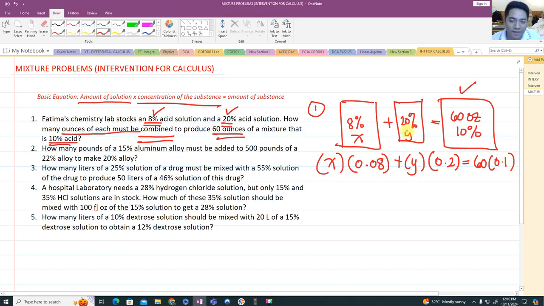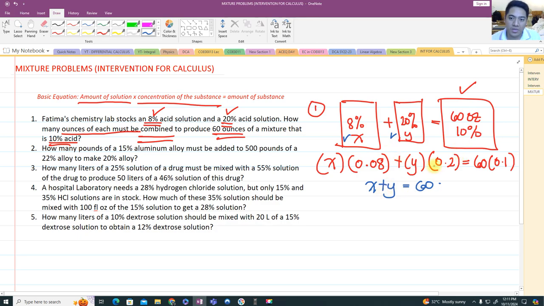So we have two variables, x and y, and we definitely need another equation. If we mix the two, the value of x and the value of y will be added, and the resulting mixture would be 60 ounces, because that is the total ounces of the mixture. So we have x plus y equals 60.